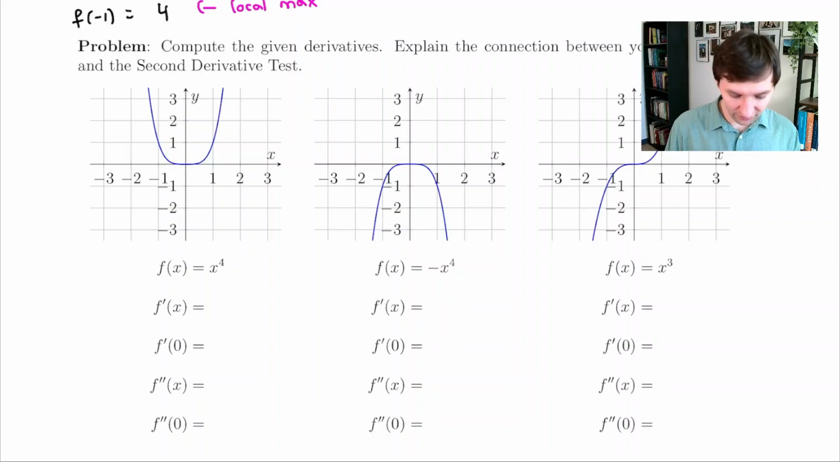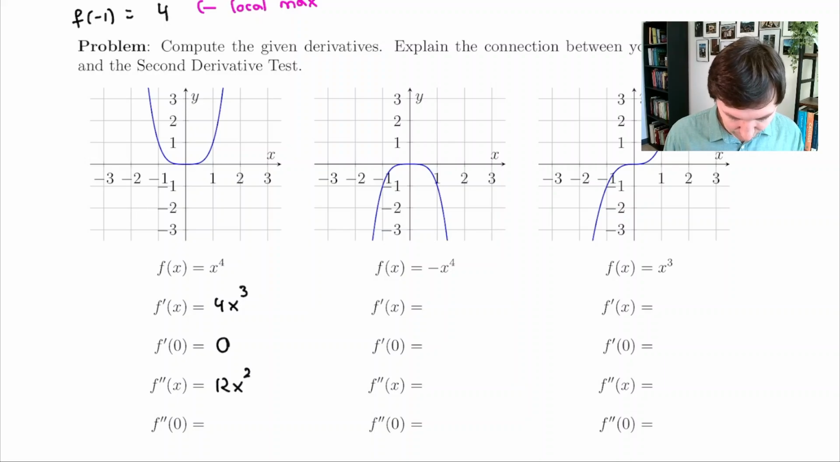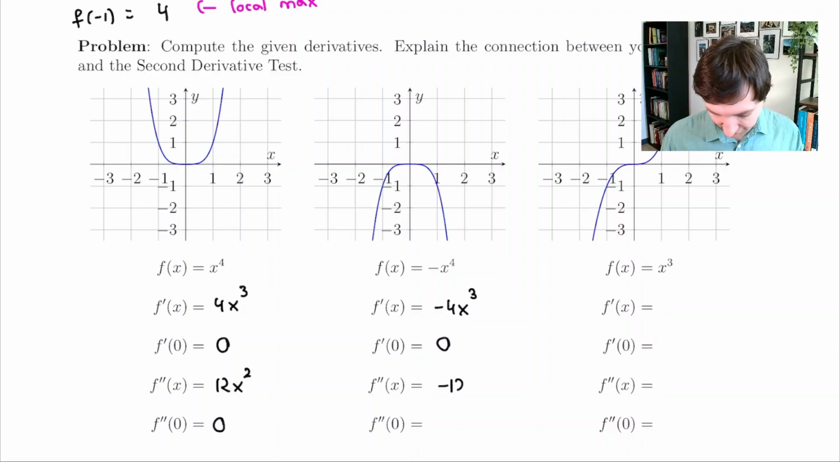First function is x to the 4th power. The first derivative of that function is 4x to the third. Plugging in 0 gives me 0. The second derivative is 12x squared. Plugging in 0 gives me 0. When I'm given the function negative x to the fourth power, the first derivative is negative 4x to the third. Plugging in 0 gives me 0. The second derivative is negative 12x squared. Plugging in 0 gives me 0.